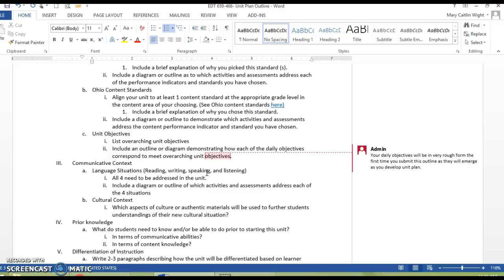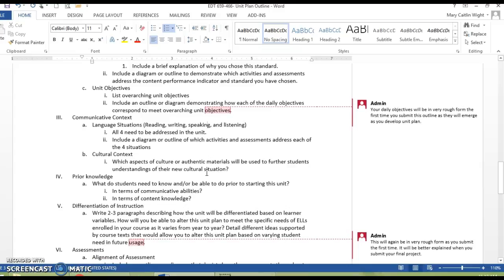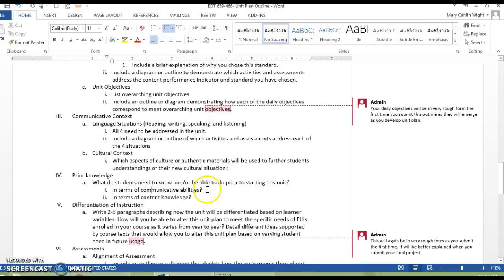Writing. What are they going to be writing and reading? They'll be reading different texts about the Earth's surface. So now we've got this kind of brainstorm going, and now we need to start looking at the language situations. What different knowledge do students have to be able to do or know before we can start this unit? So you can talk about their communicative abilities beforehand and their content knowledge beforehand.